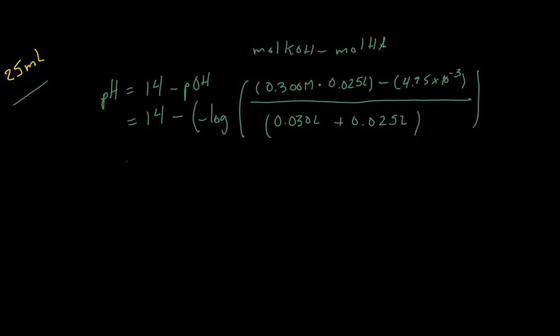And another fun calculator adventure is negative log of 0.3 times 0.025 minus 0.00495, divided by 0.055. And that gives us 12.67, I suppose. 12.67. And there we have it. That is the pH after 25 milliliters. And that is the last that we had to do. Thanks very much.